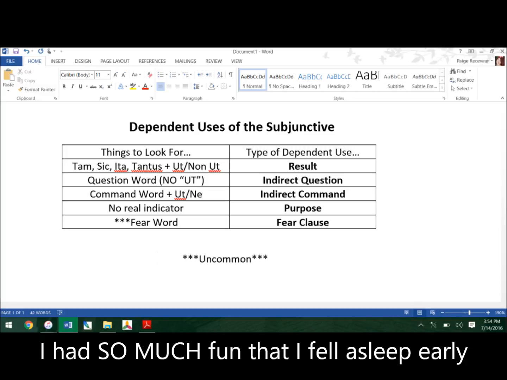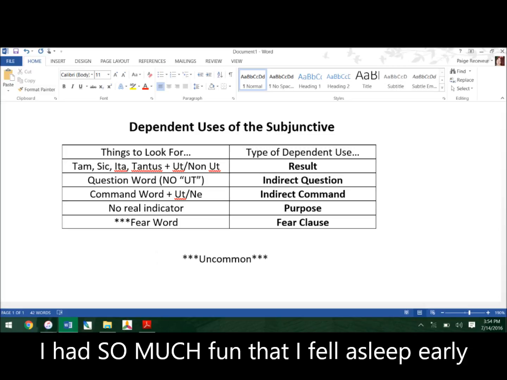And yes, you could take off the "that" and say "I fell asleep early" as a sentence. But that's not what we're talking about. The clause is "that I fell asleep early," which is dependent upon the first clause. It shows the reasoning and the result behind it because we had a "so much." Therefore, you would use a subjunctive for the verb falling asleep early.